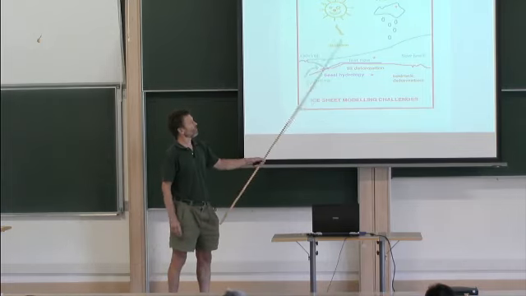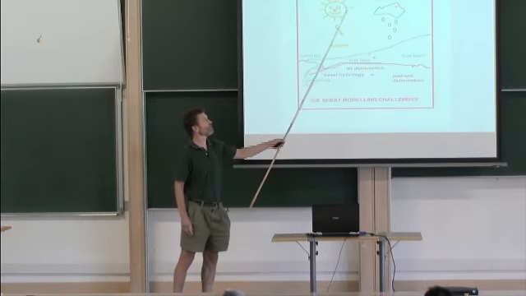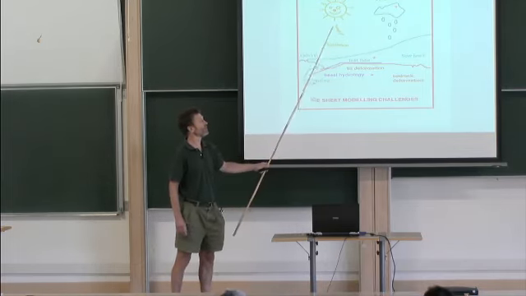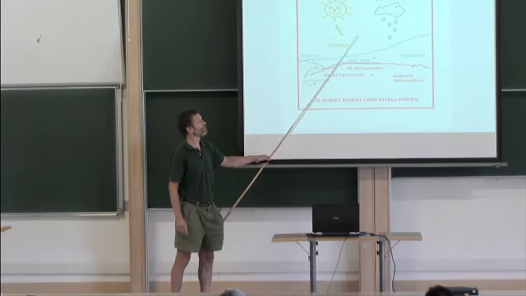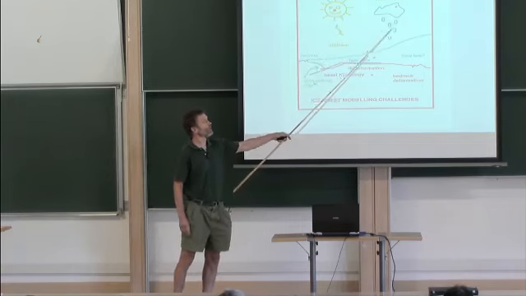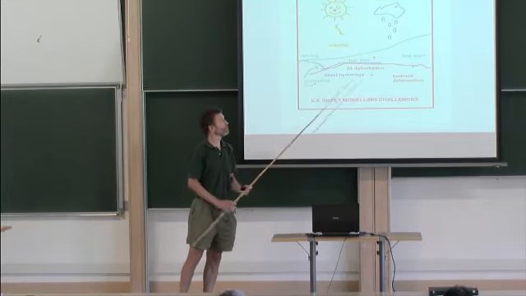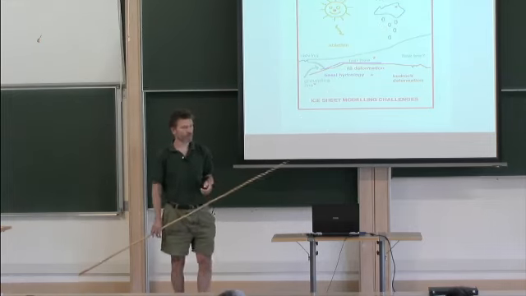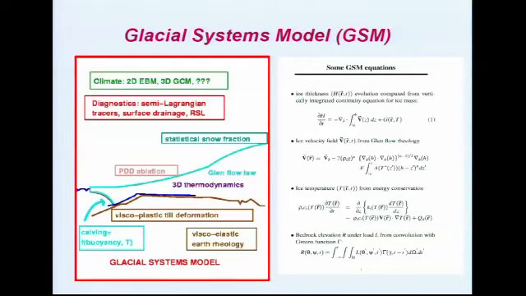But the biggest unknowns are the climate forcing. Even if we could run a GCM over the last 120,000 years, we'd still have major uncertainties in surface temperature, which controls ablation, and especially in surface accumulation. Okay, so that's the physical system.